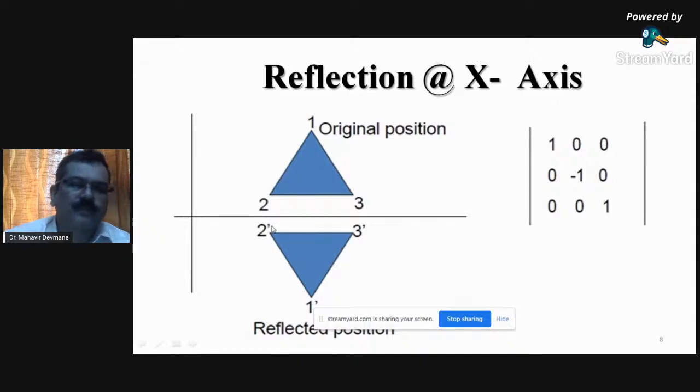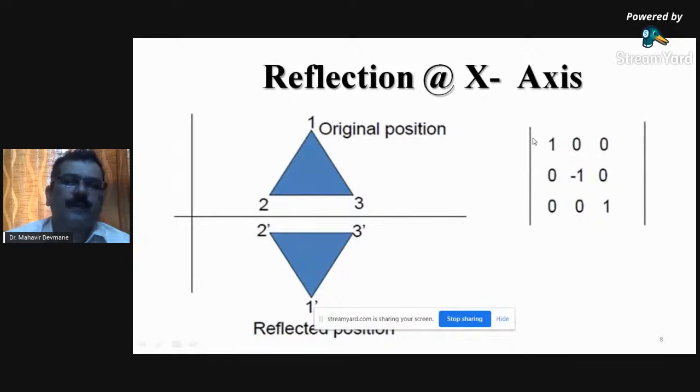The same phenomenon will happen with 3 and 3 dash. For 3, the x value will remain the same, and the y value will become negative when it comes to 3 dash. In the same way for 1 also, the x value is the same. If its y value is, say, 80, then for 1 dash the y value will be minus 80.